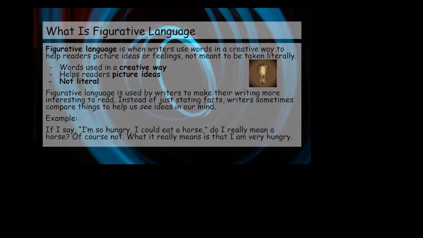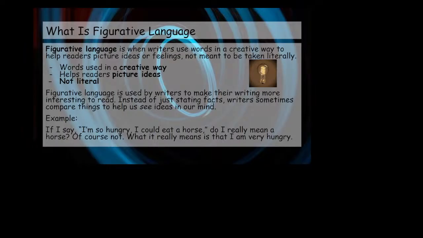And figurative language is when writers use words in a creative way to help readers picture ideas or feelings, but they're not meant to be taken literally. Basically, figurative language is when writers use words in a creative way and they help readers picture ideas. They're not literal, meaning that they shouldn't be taken straight down to the exact meaning of what it says.